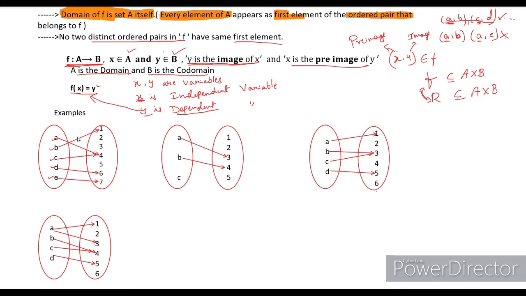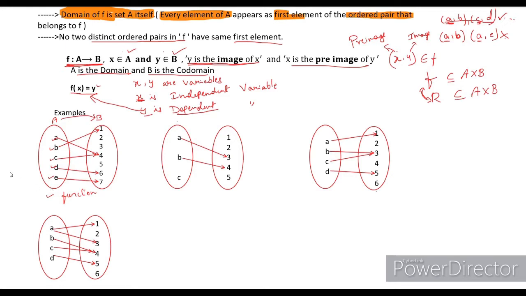Now, let us check the second condition. You check A is mapped to 4, B is mapped to only 1, C to 4, D to 6, E to 7. Yes, every element of the domain set is mapped to only one element. The condition is satisfied. This is a function. So we are writing this as this is a correspondence or the function from A to B.